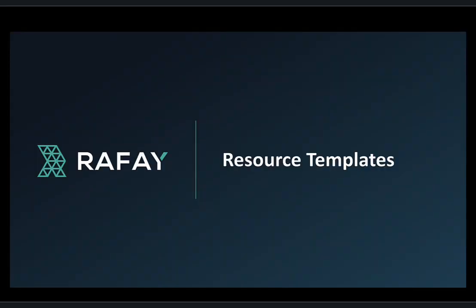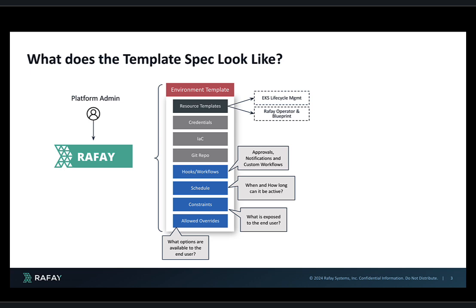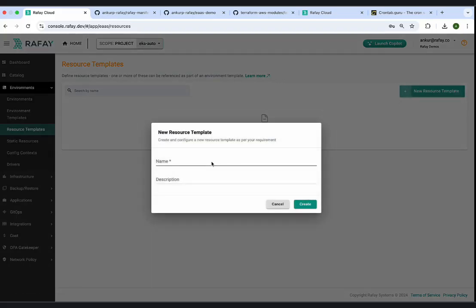So now let's go create our resource templates. As per our architecture, we're going to have two of them. We're going to have one for EKS lifecycle management and one for the Rafay operator. Let's go create our first resource template, which is going to be for our EKS cluster.